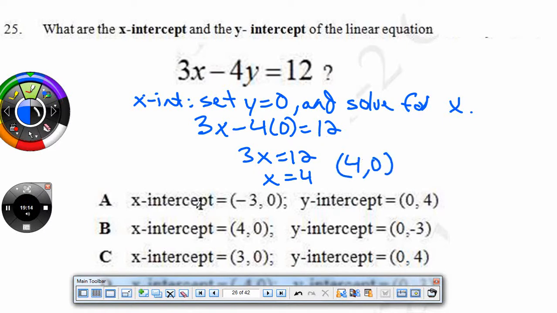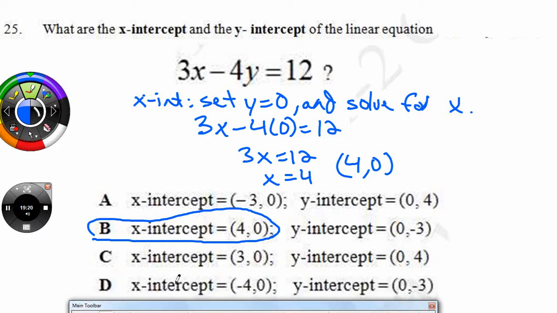This one only has one choice that has that. And then the y-intercept, plug in a 0 for the x. And then you can divide by negative 4 on both sides, and you'll get the y-intercept here. So B it is.